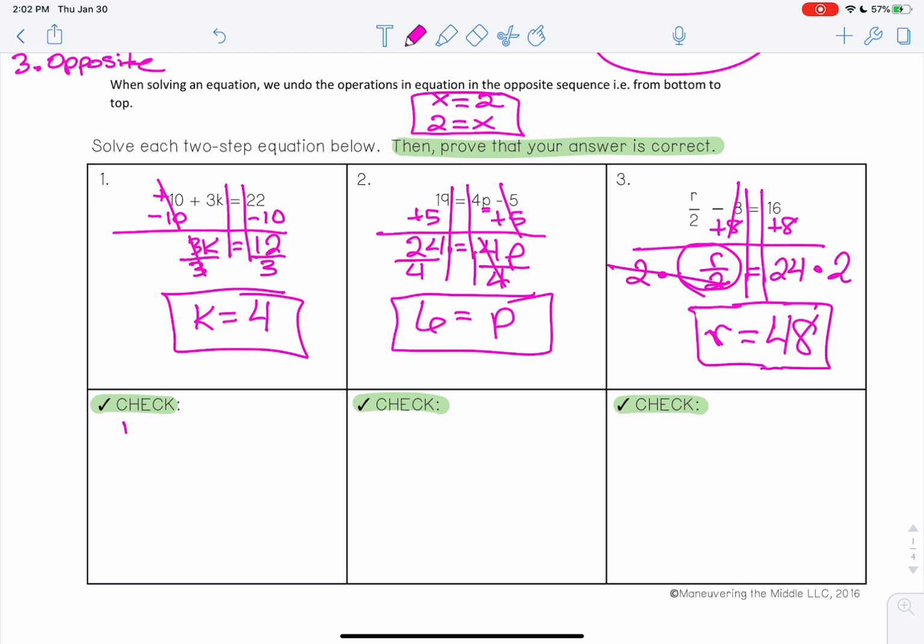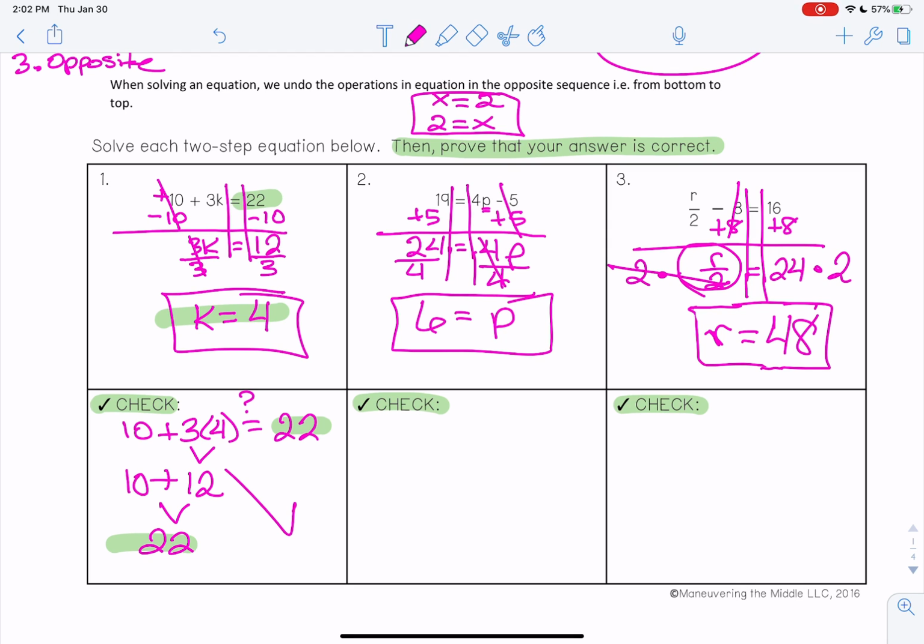So let me show you what I mean. For number 1, the original equation was 10 plus 3 times k. Now we got 4 for k, so I'm going to plug in a 4. And then according to the original problem, it should equal 22. Okay, but we don't know, so we're going to solve it, and if we get 22, that means we did it correctly. So 3 times 4 is 12. 10 plus 12 is 22.